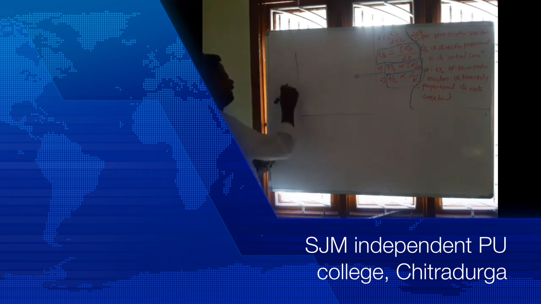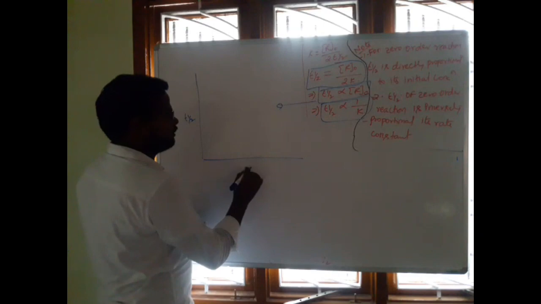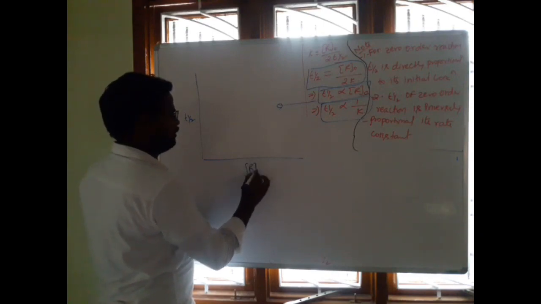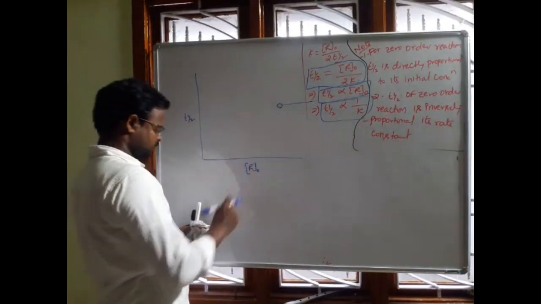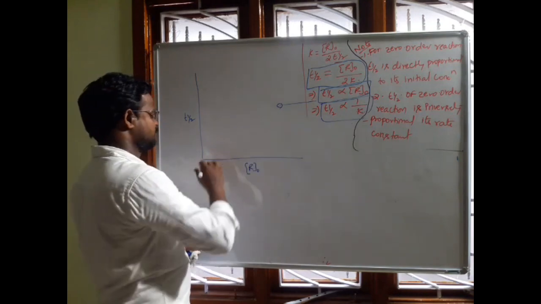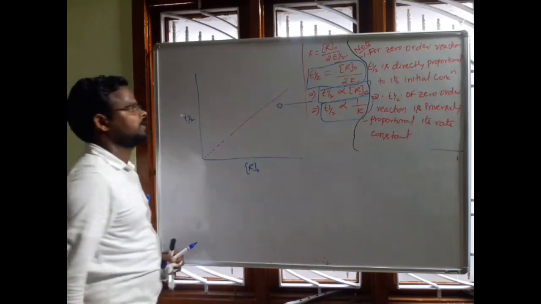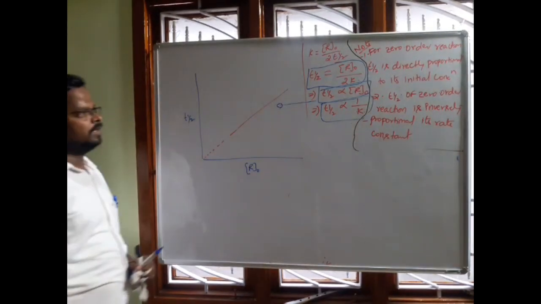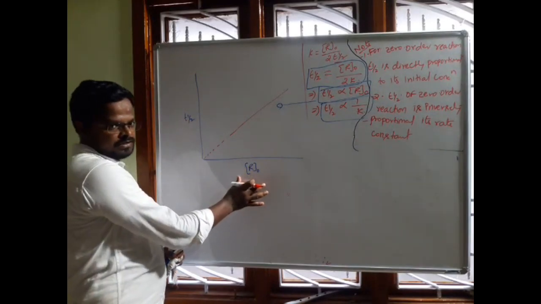See, T half is taken on the y-axis and initial concentration R naught is taken on the x-axis. So if we observe this graph, what will we get? A straight line passing through the origin. We will get a graph like this. Okay, this is the graph of T half of a zero order reaction versus its initial concentration.